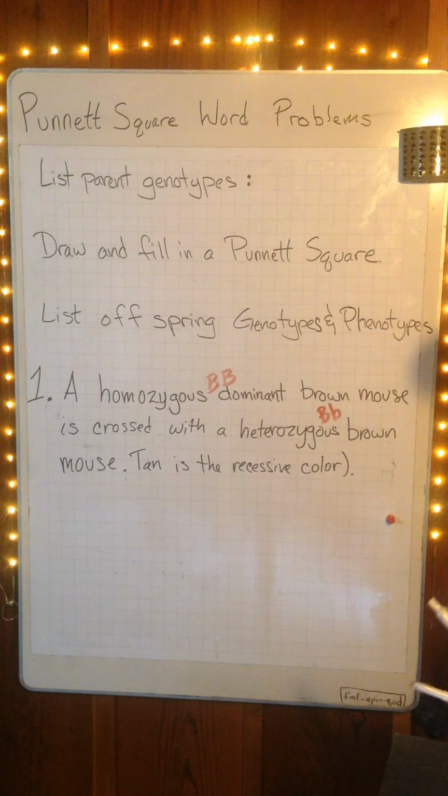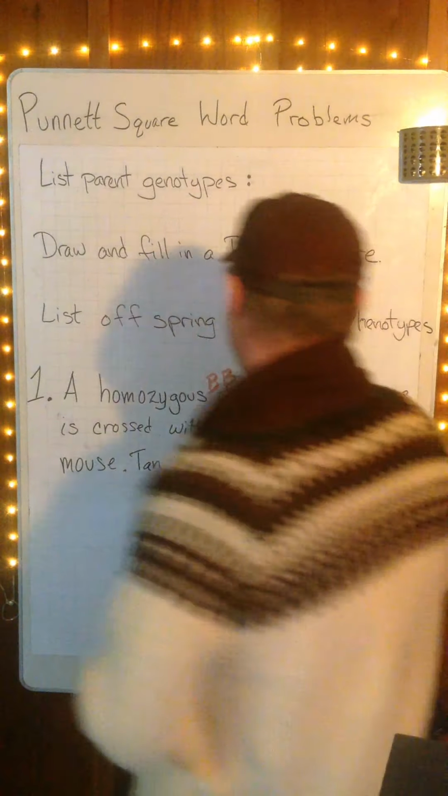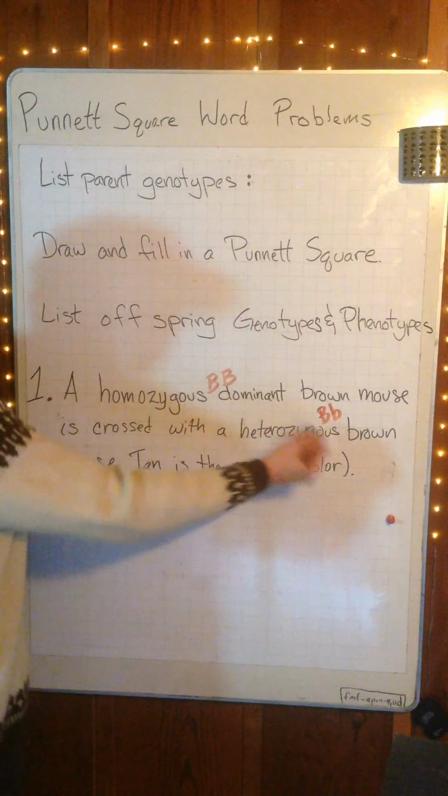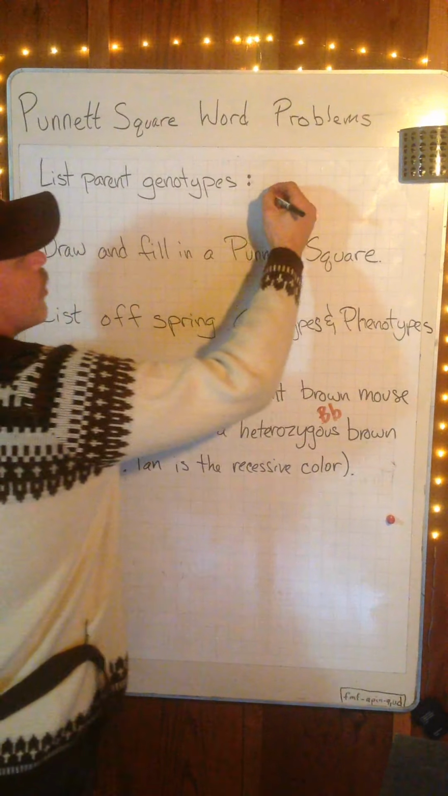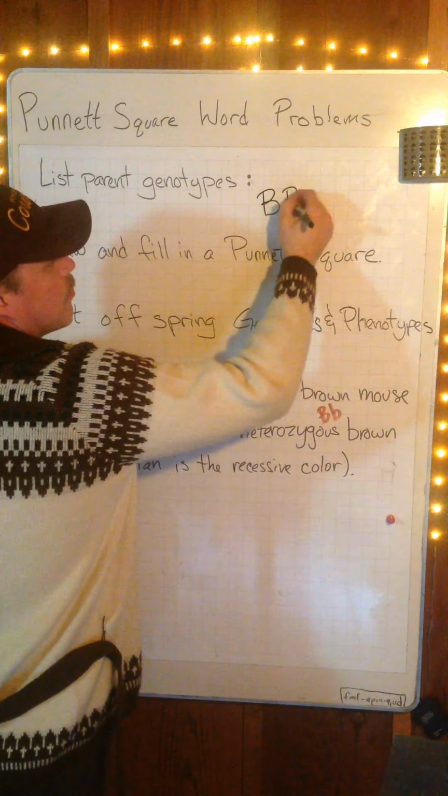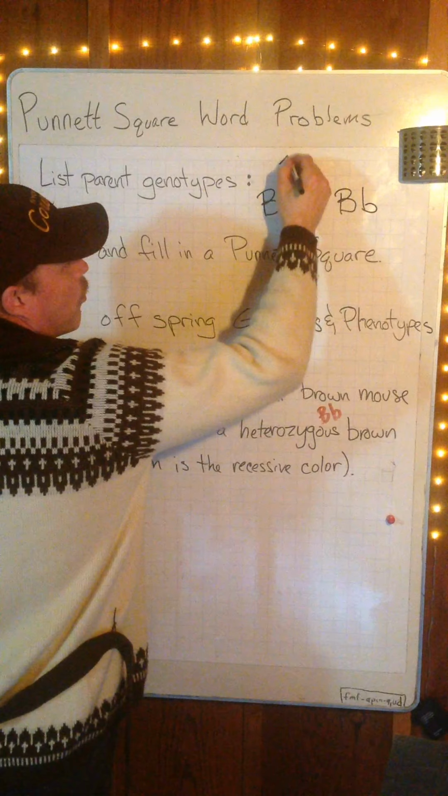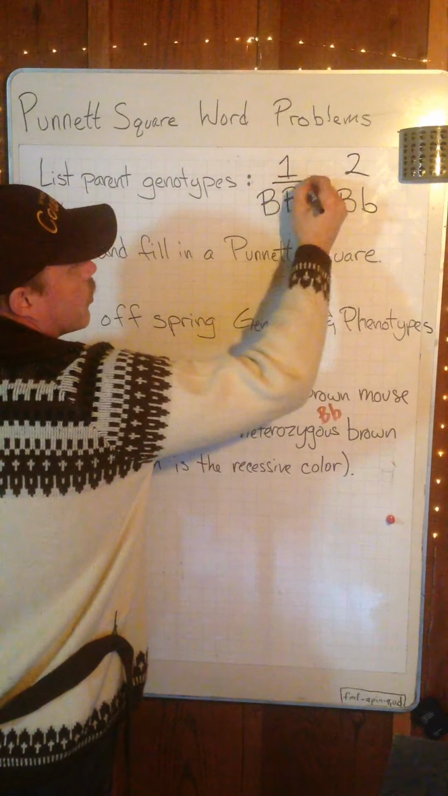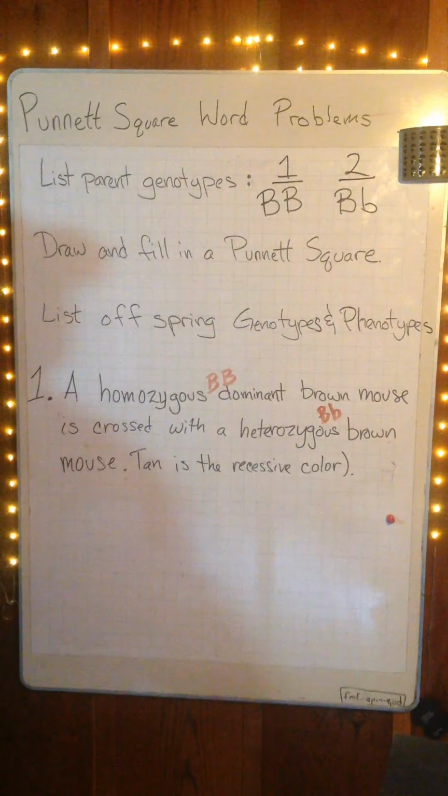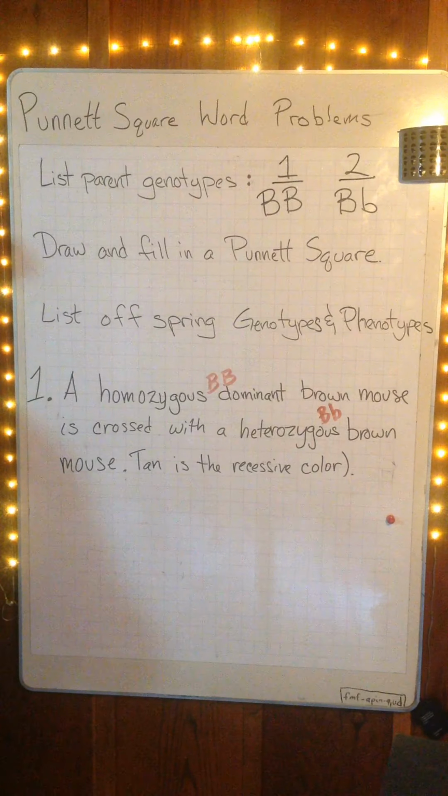Now, what we need to do is first list the parent genotypes. Let's do that up here. We've got this parent here. We've already done it when we were taking notes, but here I'm going to actually say it's big B, big B, and big B, little b. Those are parent 1 and parent 2. And then we're going to draw and fill in a Punnett square.